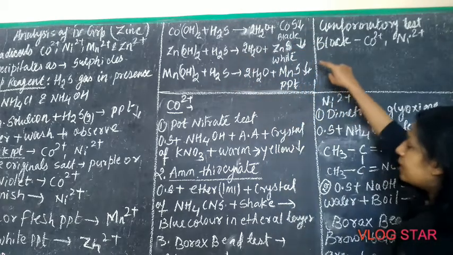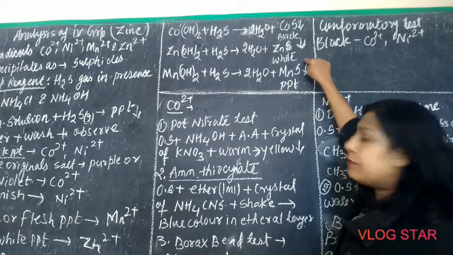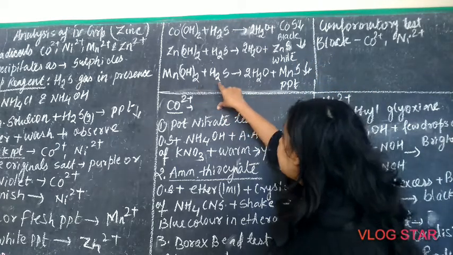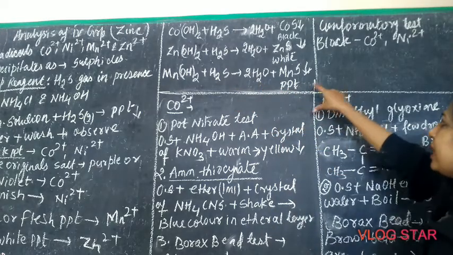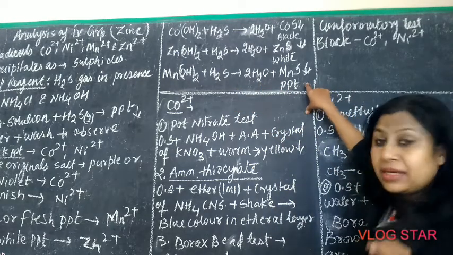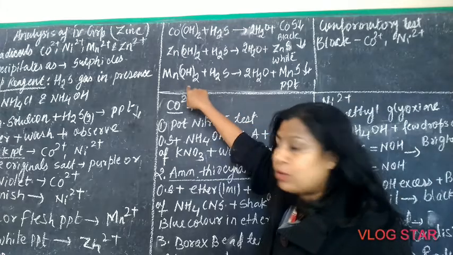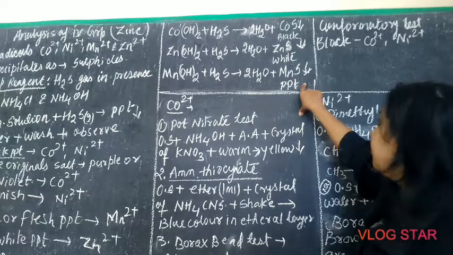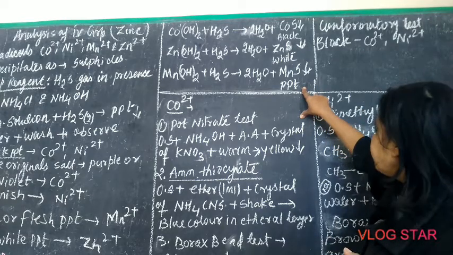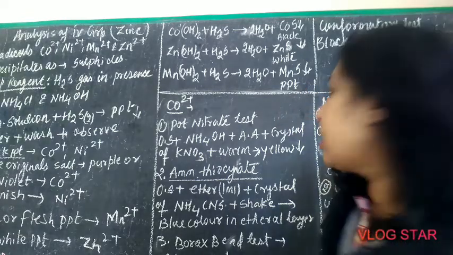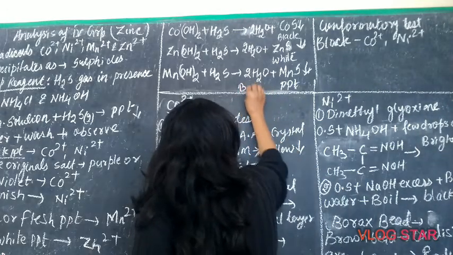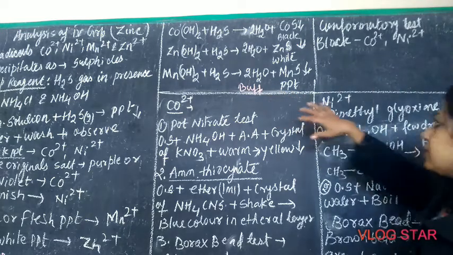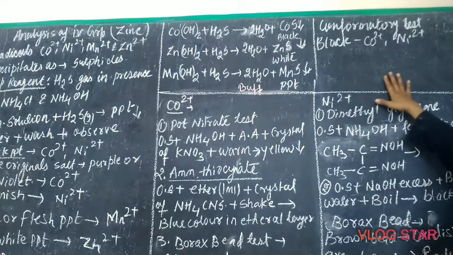Zn(OH)2 plus H2S gives water plus ZnS, zinc sulfide, that is white precipitate. And Mn(OH)2 plus H2S gives water plus MnS, manganese sulfide, that is your buff precipitate. Buff or flesh color precipitate. Fine. Then after getting this precipitate and observing it, we are going for the confirmatory test.